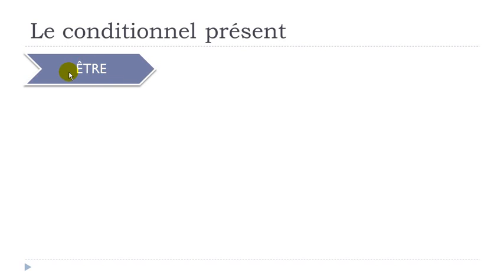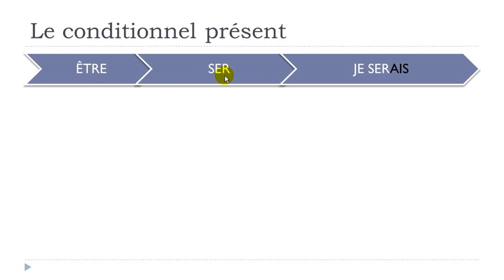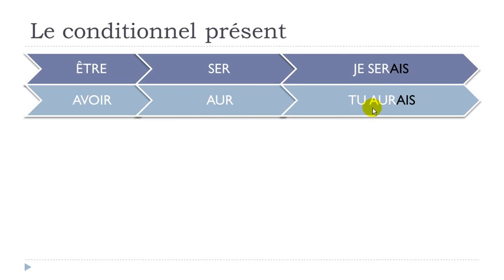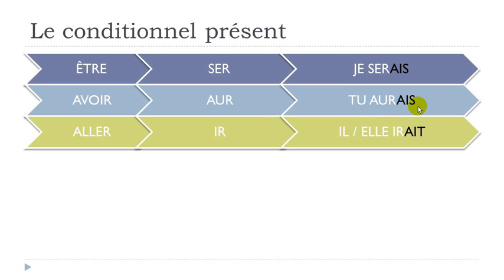So être will become ser. All right? And then after that, you will have to put the endings. Je serais. All right? So you will keep this ser all the time for your conjugation. And after that, you will add all the endings that we saw. Okay? Avoir will become aur. Same thing here. After that, you will add all the endings. So, tu aurais. Aller will become ir. And you'll get il irait, elle irait.